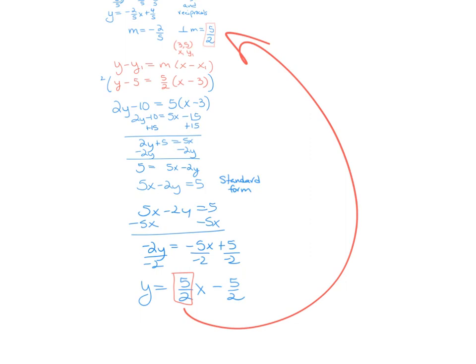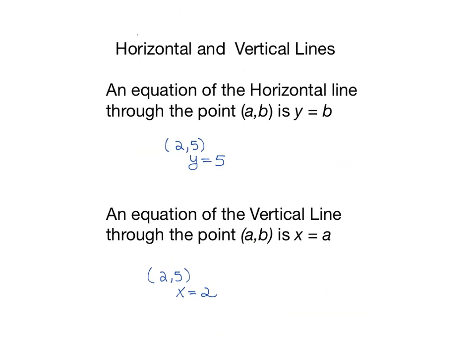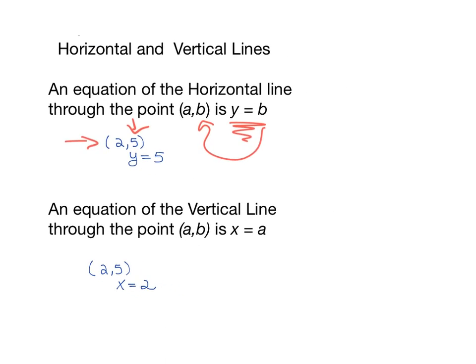Let's again talk about horizontal and vertical lines. And then we're going to be done. So again, the equation of a horizontal line is y equals a number. And that number is the y of the ordered pair that they give you. So notice here, I gave you an ordered pair of 2, 5. And if I want a horizontal line, it's y equals this number. Let's say I gave you the ordered pair 3, -1, and I want a horizontal line. It'll be y equals -1.